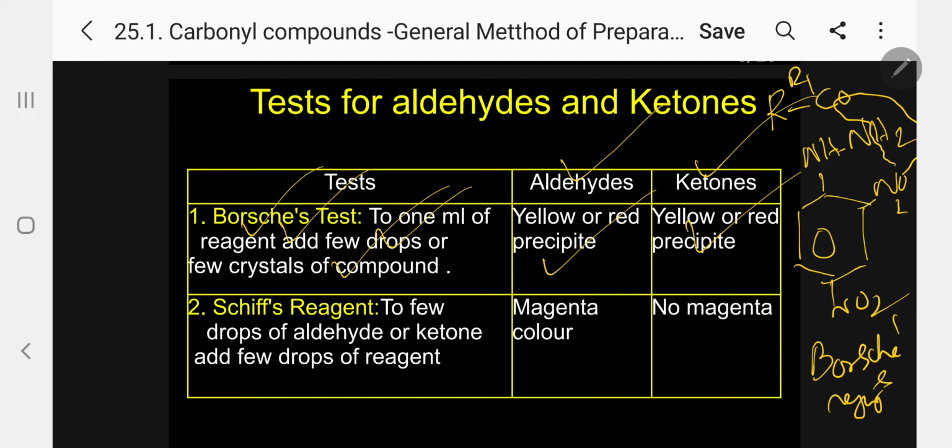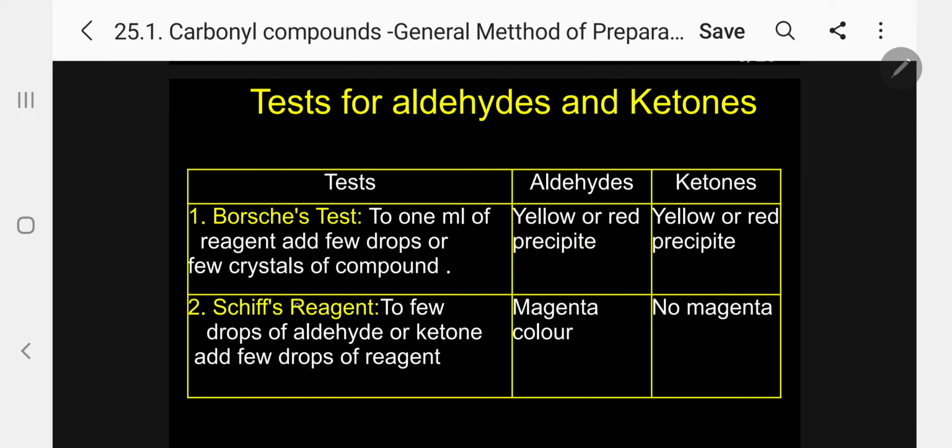Kindly follow. The second test is called Schiff's reagent. What is Schiff's reagent? It is para-rosaniline in sulfur dioxide. It is a complex structure, so it is not necessary for me to draw it. It is a dye, you may remember that. The name you must memorize: para-rosaniline in sulfur dioxide. It is the reagent, Schiff's reagent.